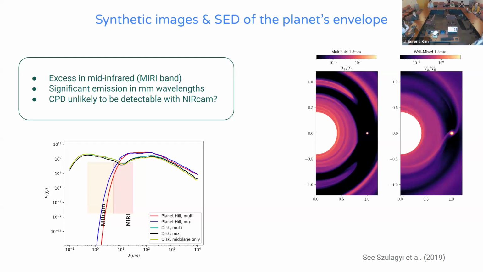Would you see Brackett? No, it's just not hot enough. There's no shock in these simulations, basically. It's very weak. You have to go to mid-infrared.